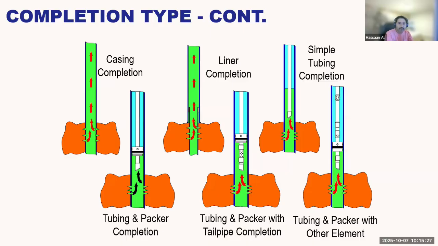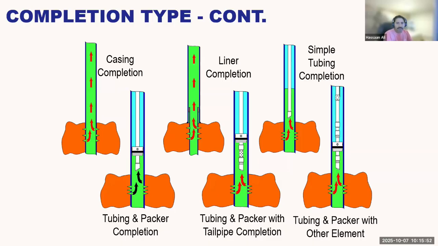Then this is what we call a tubing and packer completion. Very similar to the simple tubing completion. The only addition is what we call a packer over here. So the packer essentially isolates the tubing from the casing and the wellbore fluid. So it acts like a seal. Your reservoir fluid will come and enter the tubing and go through the tubing. It will not interact with the casing at all.